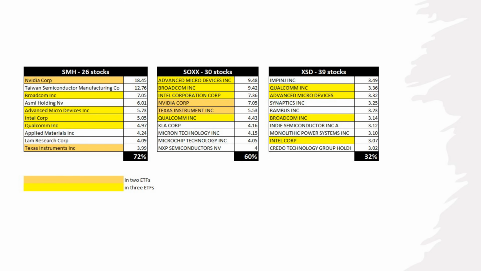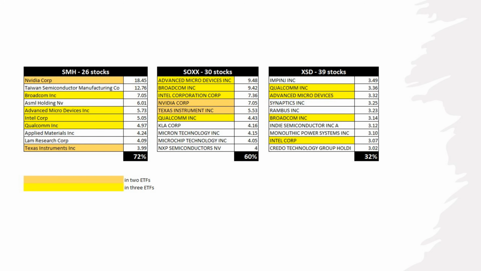And what we can observe here is that for SMH, the concentration's quite high, and that makes sense because you see NVIDIA has a weighting of 18.45% in that ETF, followed by Taiwan Semiconductor at around 13%, and then Broadcom at 7%. When you look at SOXX, that's also fairly concentrated, but not so much. And then to the right of that, XSD, the smaller of those three ETFs, has 39 stocks and is understandably the least concentrated of the three.